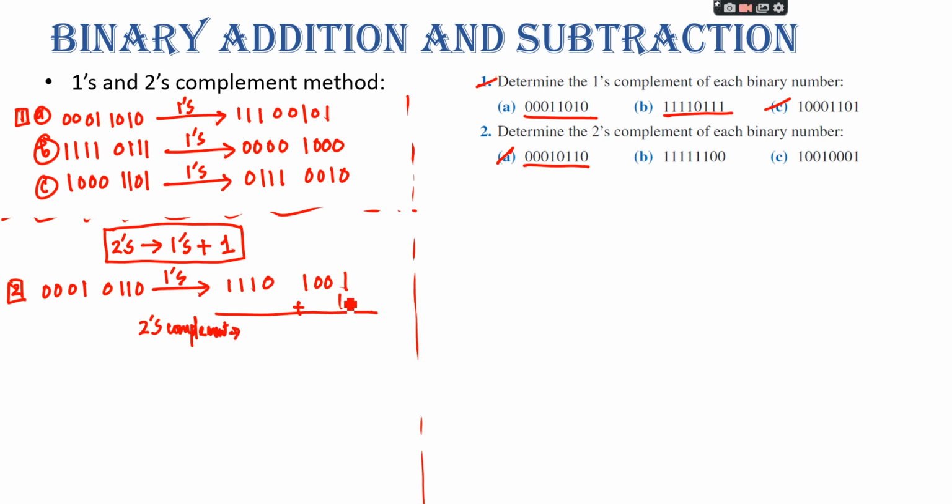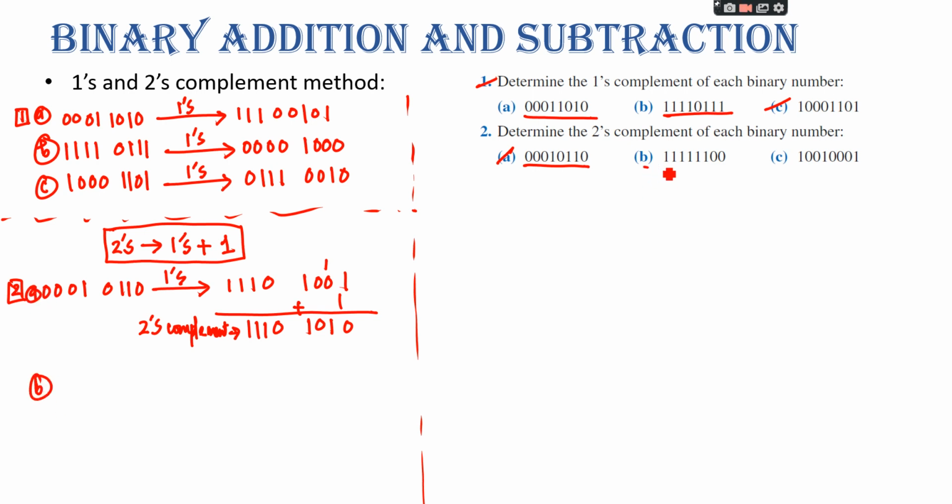And that number should be 0. 1 plus 1 gives you 0, and the carry should be 1. So it will come here, and the rest of the number will be as it is. That should be your twos complement. Is there any question so far? No, sir.